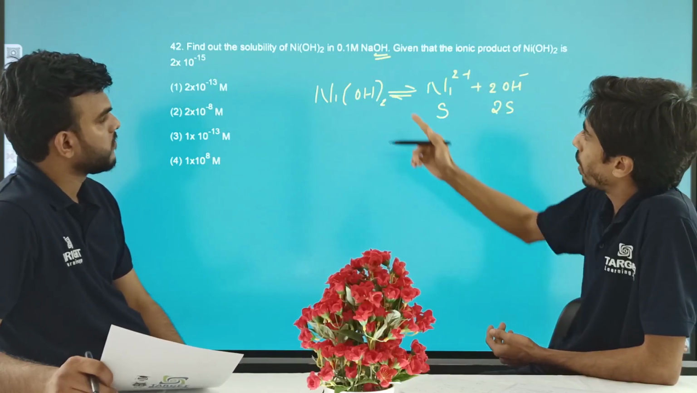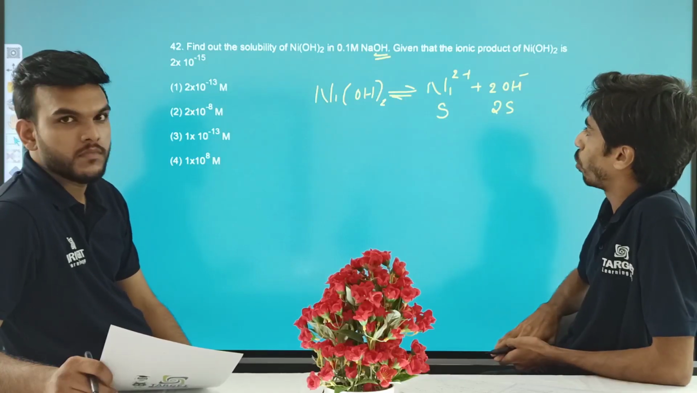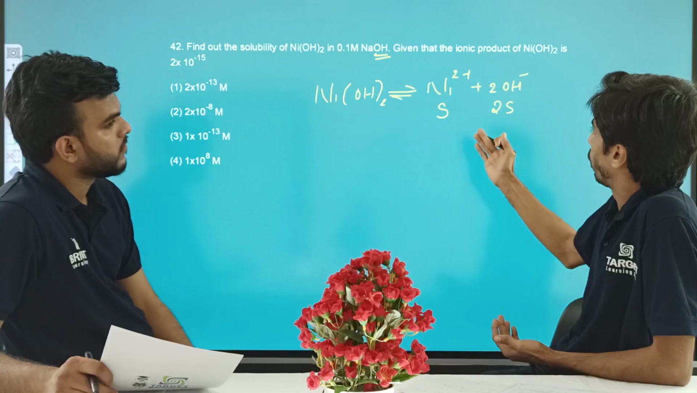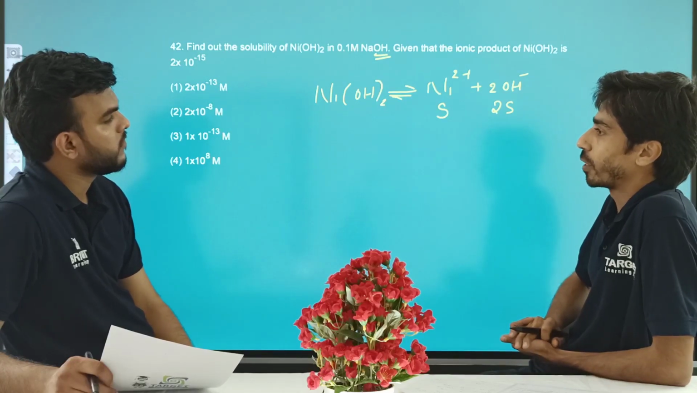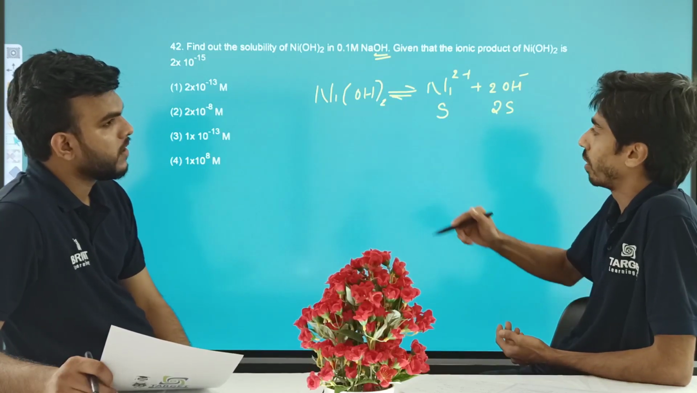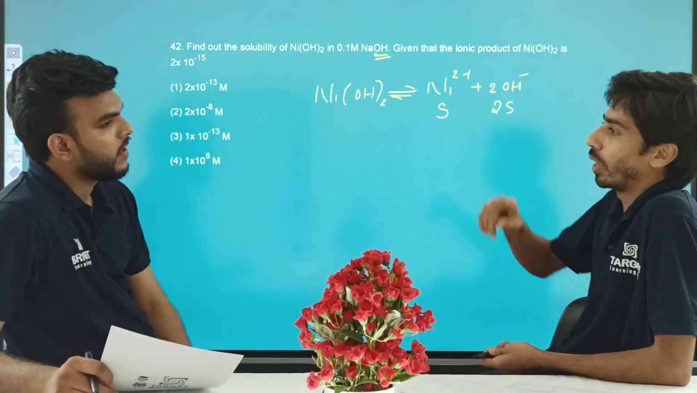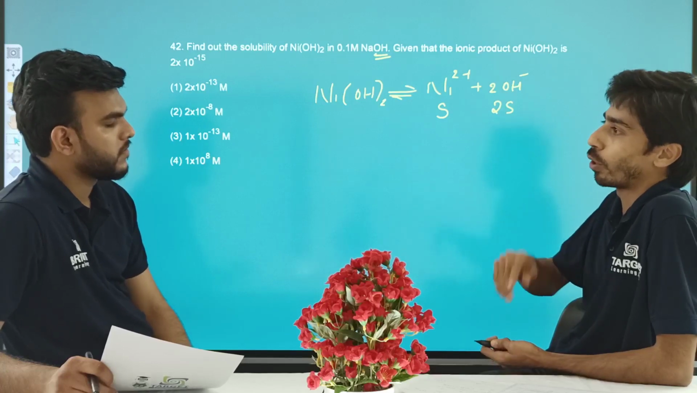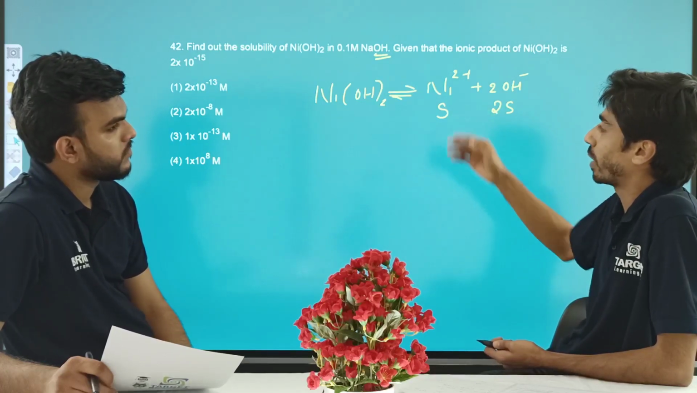Now if you are calculating the solubility, we'll get Ksp equal to 4S cubed. We have an equation: for AxBy, Ksp equals x to the power x into y to the power y into S raised to x plus y. Students may know this equation, so they can calculate the solubility.